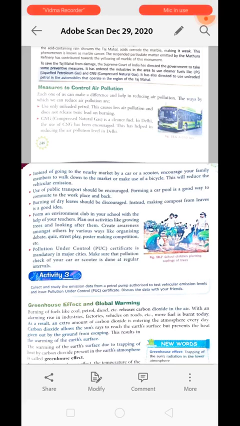Next, form an environment club in your school with the help of your teachers. Plan out activities like growing trees and looking after them. Create awareness among others in various ways like organizing debates, quizzes, street plays, poster making competitions, etc. Yes, we can form a club.